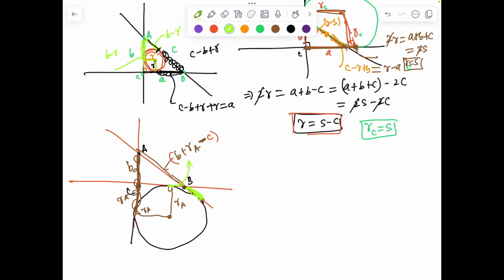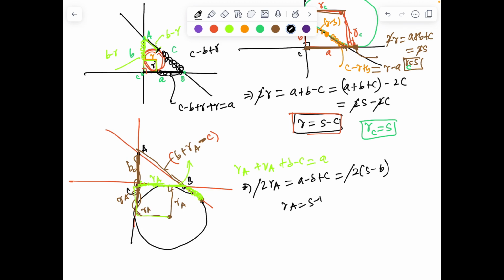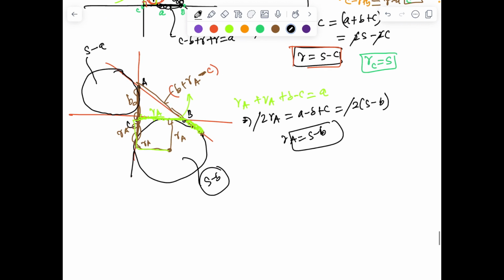So what about this length? It's actually the same, for the length of tangent being equal. But this length we all know it's RA by this diagram being a rectangle. Hence RA plus B minus C must be this entire length side A, which evaluates to 2RA equals A minus B plus C, and that is 2S minus 2B. 2 cancels and RA is S minus B. And that's an interesting way because this radius is S minus B, and exactly in the same fashion you can tell this will be S minus A.